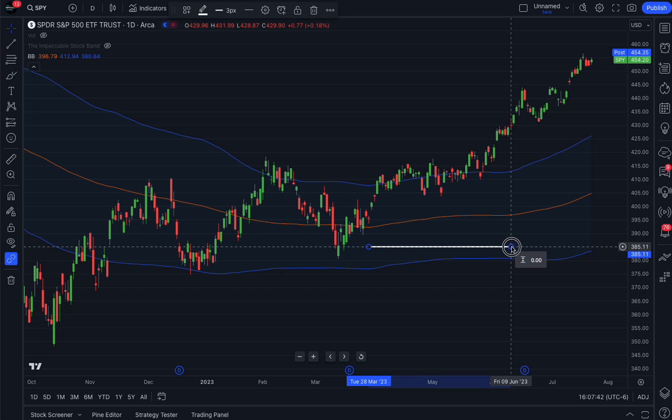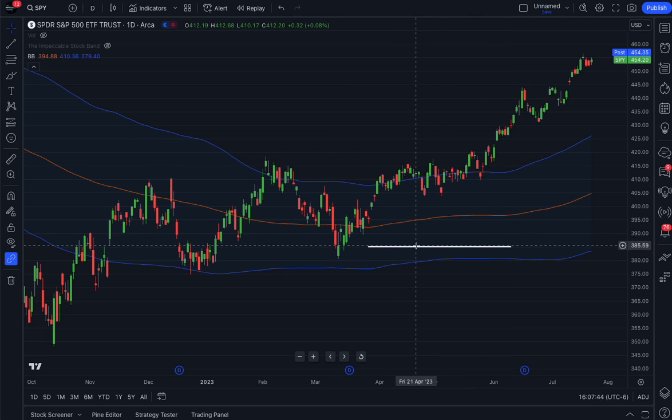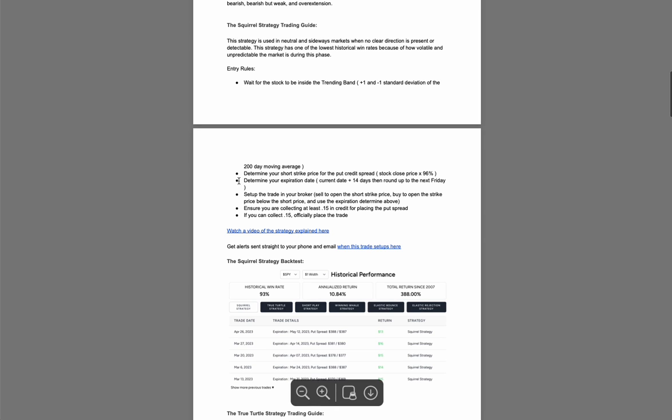This is 385. This is our level. This means that as long as the stock stays above 385, we're going to make money on this trade. What ended up happening? Well, we ended up making money because it went in our favor. But let's finish this thing.